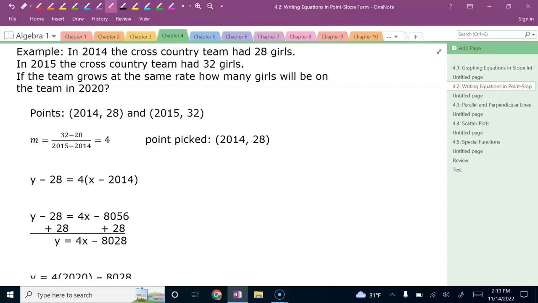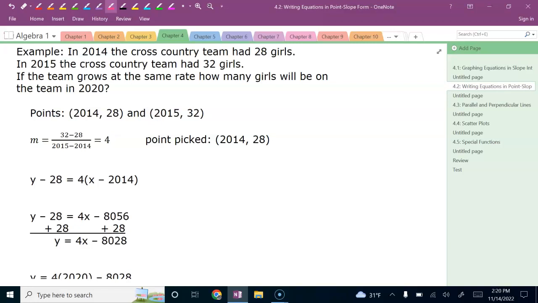So in 2014, the cross-country team had 28 girls, and in 2015, the cross-country team had 32 girls. If the team grows at the same rate, how many girls would be on the team in the year 2020? So the points were 2014, 28, and 2015, 32. That's just the year and the number of girls on the team at the time.